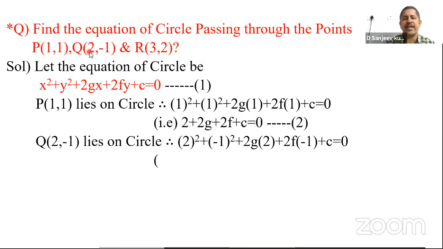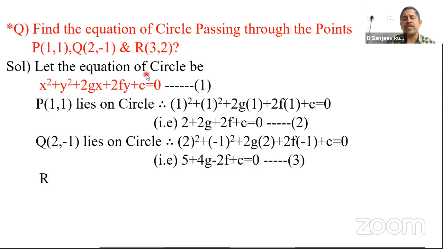Now take the second point. What is the second point here? Q(2, -1). So 2, -1 lies on the circle. In place of x, 2, in place of y, -1. So 2 square plus (-1) square plus 2g into 2 plus 2f into -1 plus c is equal to 0. 2 square is 4, (-1) square is 1, so 4 plus 1 is 5. 2 into 2 is 4, so 5 plus 4g minus 2f plus c is equal to 0.